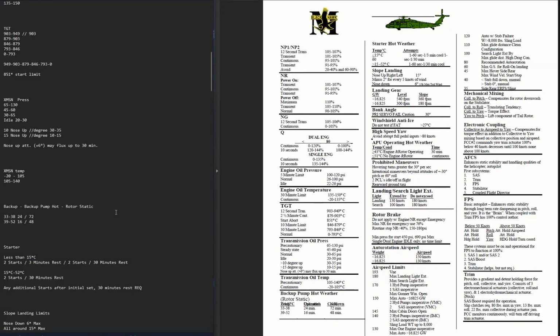All right, transmission oil temperature. We have a precautionary at 105 to 140, and that's not time limited. It's just 105 to 140. Transmission oil temperature is in a precautionary range, and then continuous from negative 20 to 105.